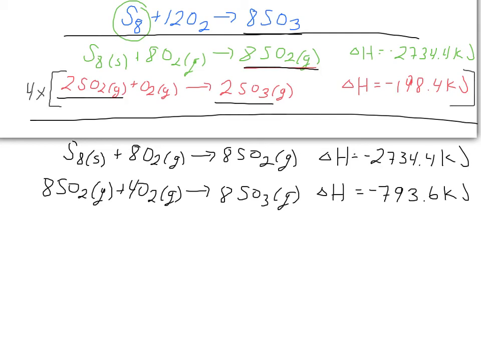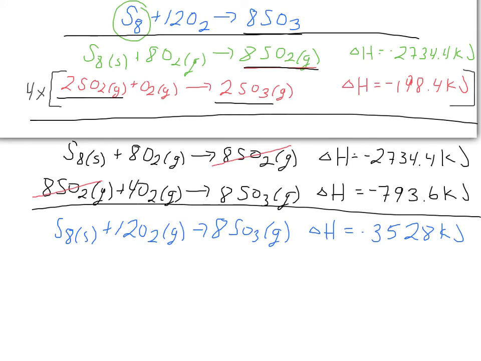Now I'm going to cancel out. As you can see on the top equation here, I have 8 SO2s that will cancel out the 8 SO2s in my bottom equation. Now I'm being left with exactly what I'm looking for. I have 8 S8 plus 12 O2s goes to 8 SO3s. So now all I'm going to do is add everything up.